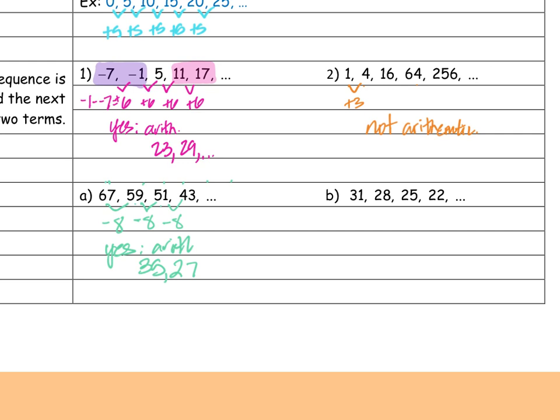So looking at B, again, it's getting smaller, right? It's going from 31 to 22 and then the dot. So that means it's going to be negative. So what's my difference here? How do I get from 31 to 28? Well, I subtract 3. And from 28 to 25, I subtract 3. For the next two terms, I'm also going to subtract 3, which means, yes, it's arithmetic, because I'm subtracting the same number. So my next terms should be 22, 19, and then 16. Okay. Questions?